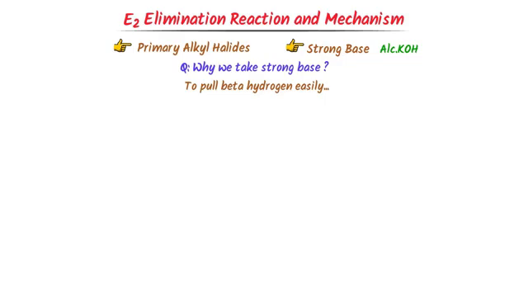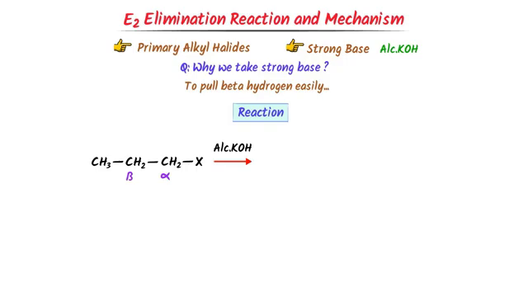For example, consider this reaction. I take primary alkyl halide. I add strong base like alcoholic potassium hydroxide to it. This is alpha carbon and this is beta carbon. Now this electropositive potassium will attack on this electronegative halogen. We get KX. Secondly, this nucleophile OH of the base will attack on this beta hydrogen. We get H2O. The electrons of beta carbon will shift towards alpha carbon. We get alkene like propene.